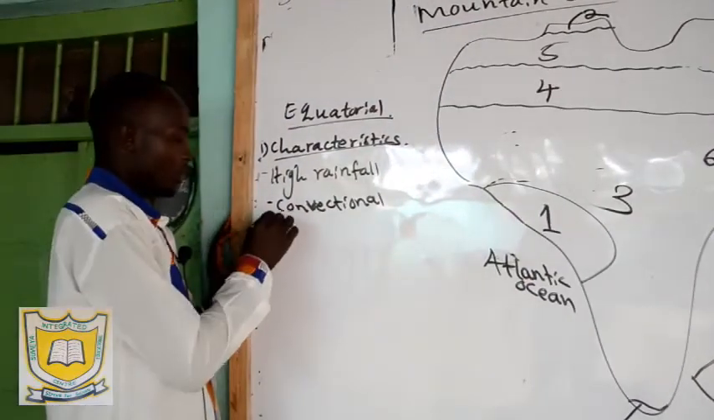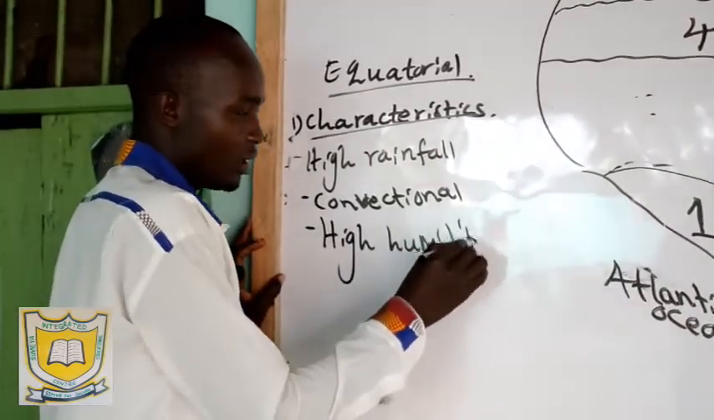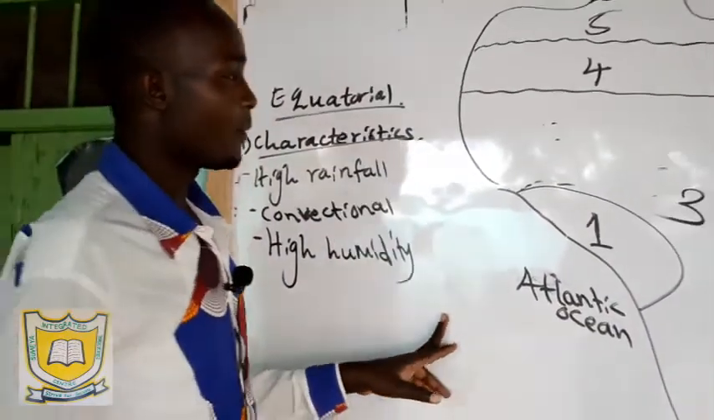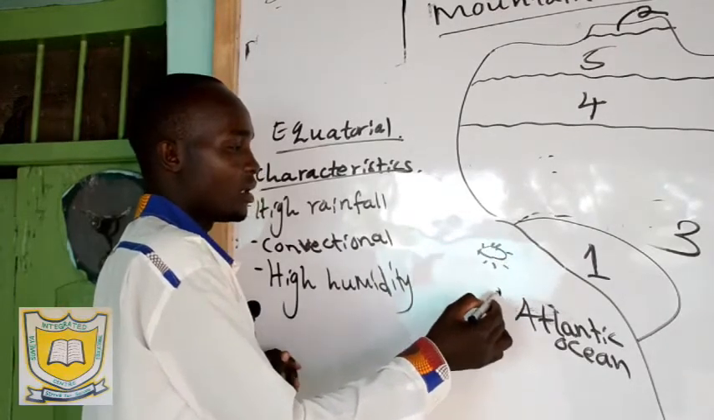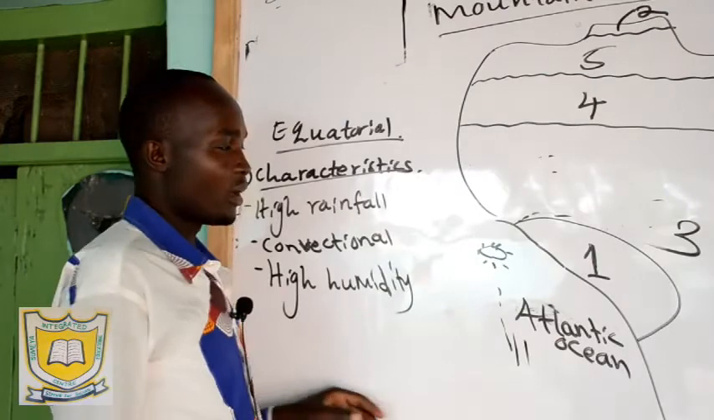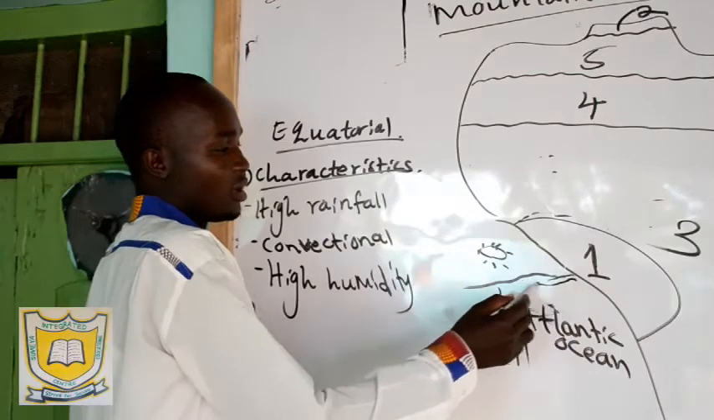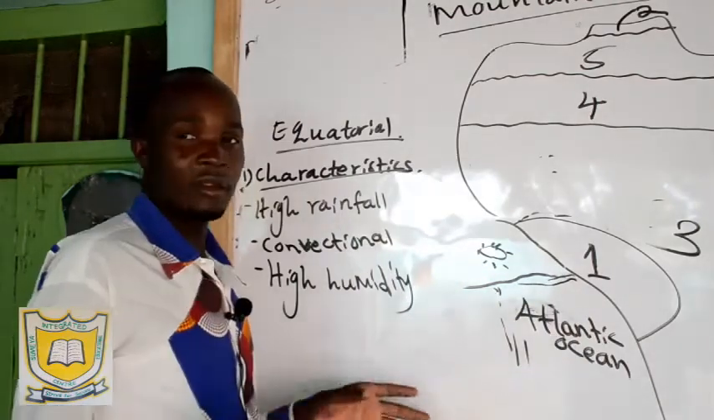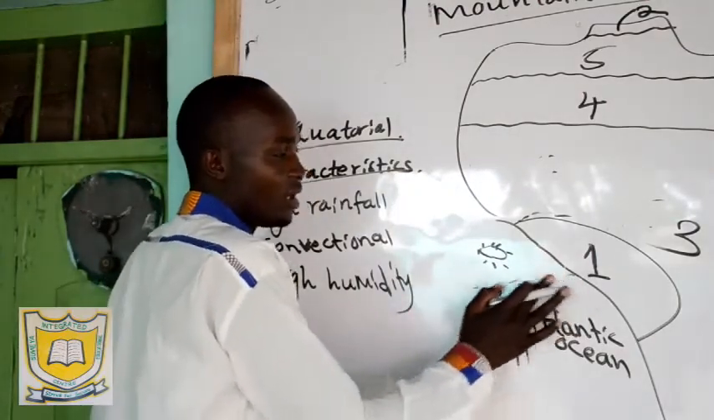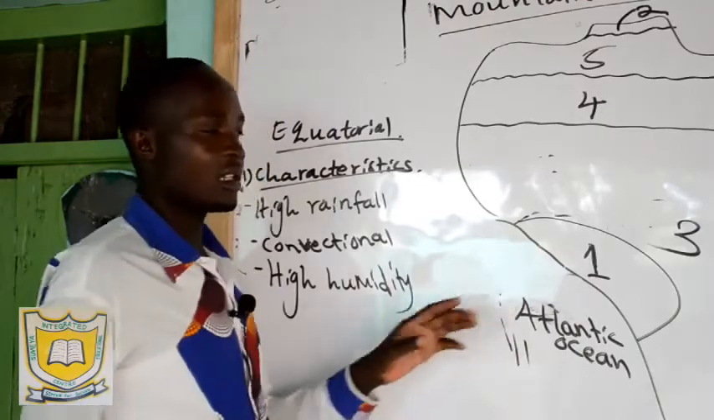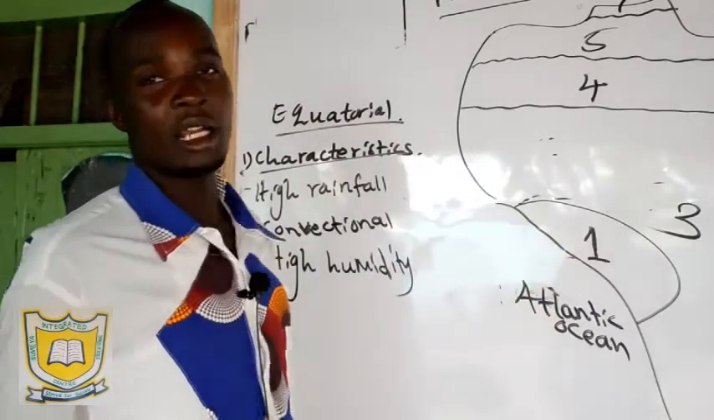Then we also have high humidity throughout the year. What do we mean by humidity? We have said when the sun hits this water, there is evaporation taking place from the sea. When evaporation takes place, it forms something like clouds in the atmosphere. It covers the sun from lighting. That's what we call humidity. Humidity is the amount of water vapor in the atmosphere. So there is high humidity here throughout the year, and that humidity is the one that condenses to form cloud to come back as rainfall.